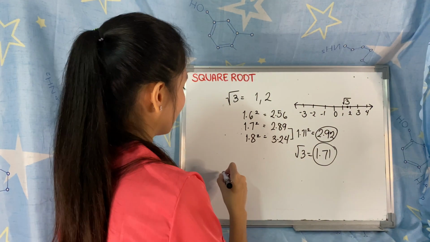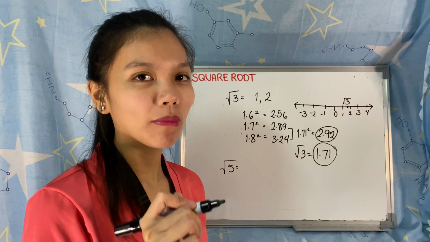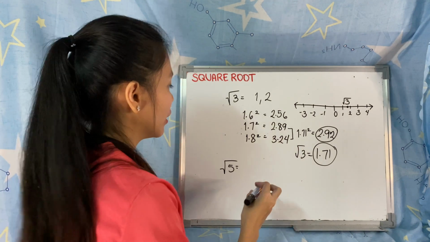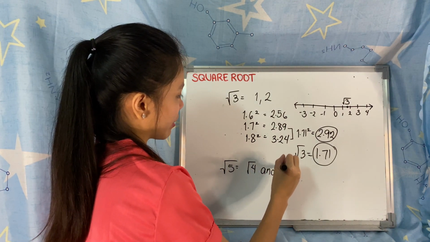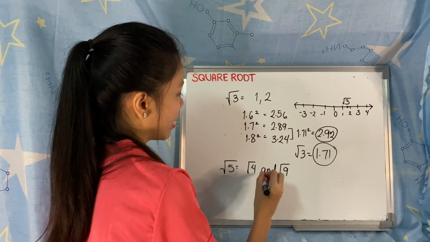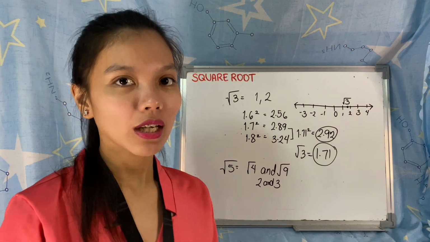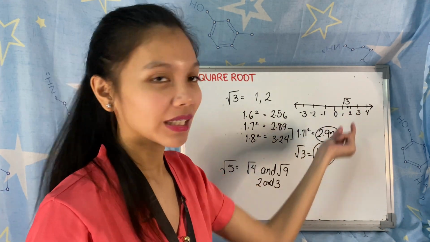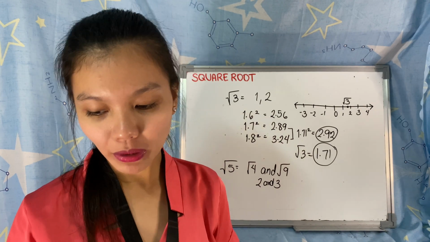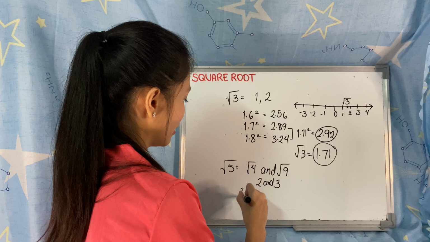Okay, another one. We have the square root of 5. So, nasa pagitan siya ng square root of 4 and square root of 9, which is 2 and 3. So, meaning, yung point niya ay nasa pagitan lang nitong 2 at 3 natin. So, we are going to try different values. So, first we have 2.1, 2.2, 2.3.